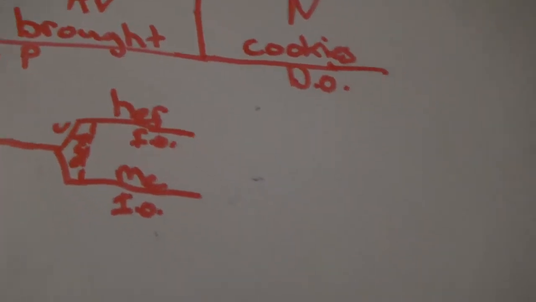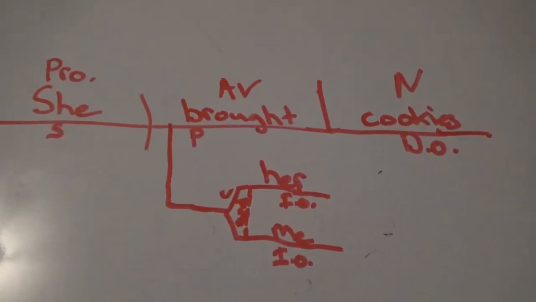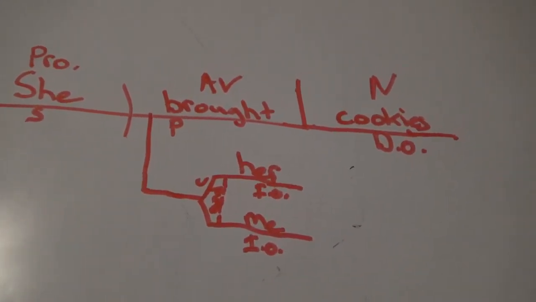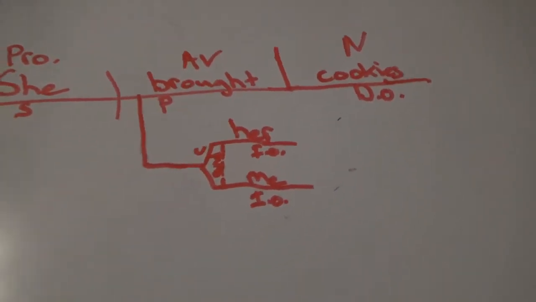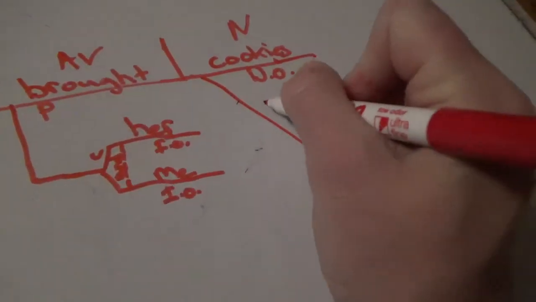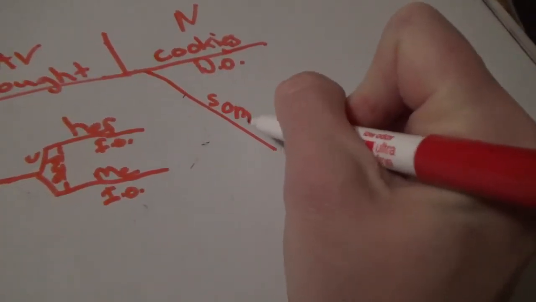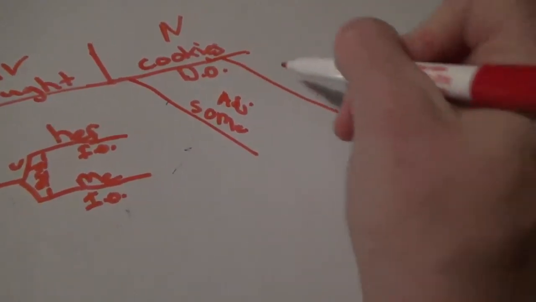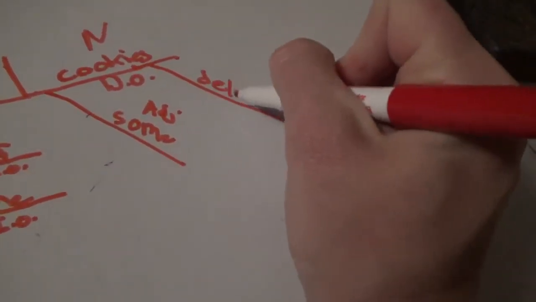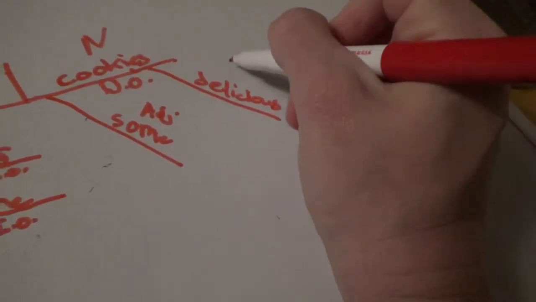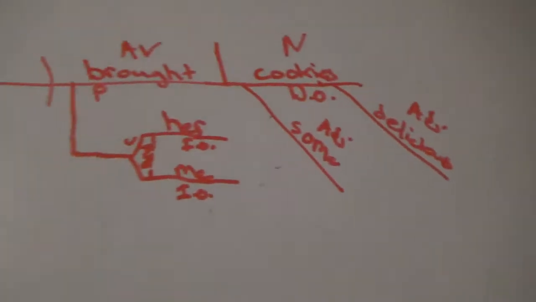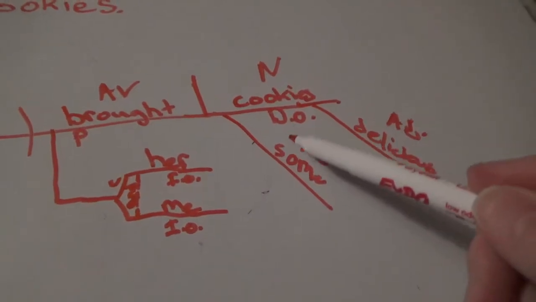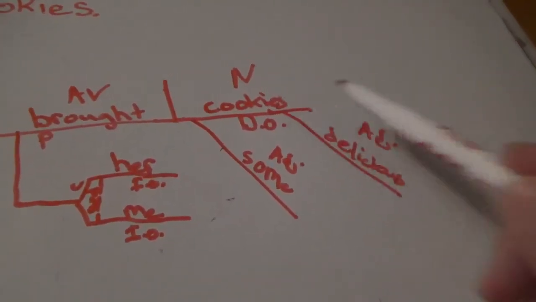Okay, so those are our main parts of the sentence, and now we can add in any modifiers. Some is an adjective modifying cookies, and delicious is an adjective modifying cookies. Now let's read our sentence and see if we got it all. She brought her and me some delicious cookies.